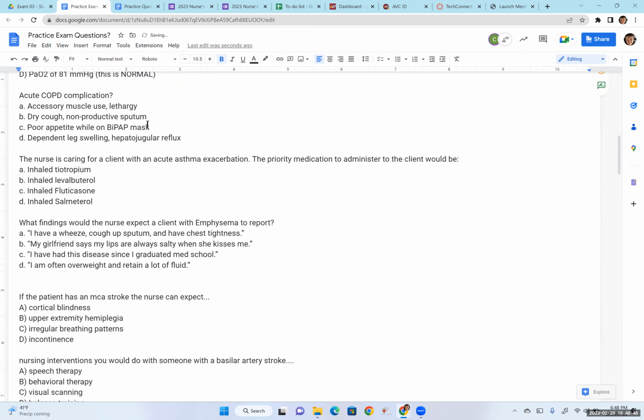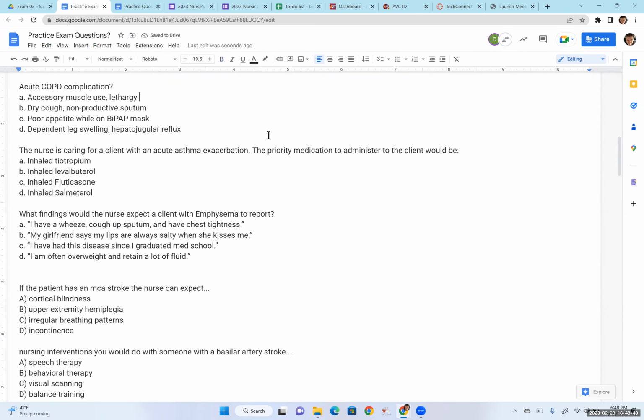All right, acute COPD complication. Dry cough, non. Just looking at acute, right? So this is a complication, but it is a chronic complication, right? From cor pulmonale. I didn't really differentiate acute versus chronic, but I'd probably say it's COPD complication of chronic bronchitis or COPD complication of emphysema, right? But we have to think of the worst case scenario.